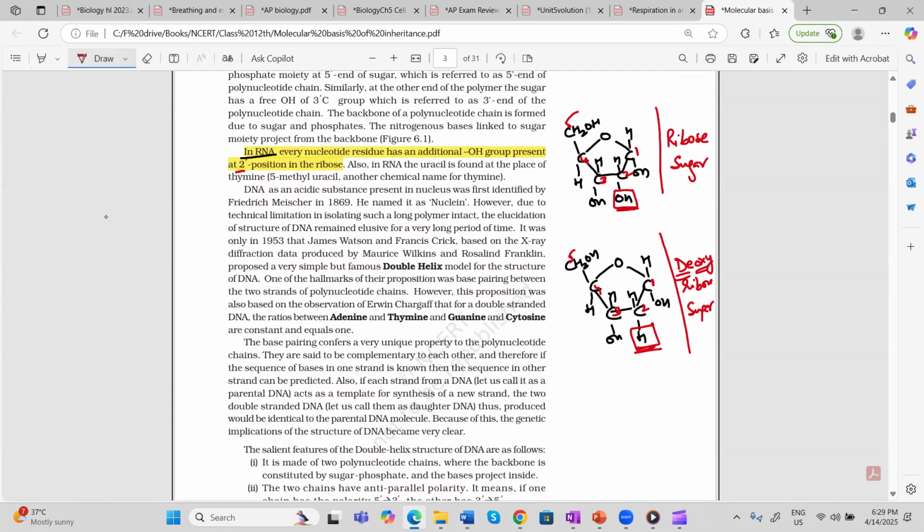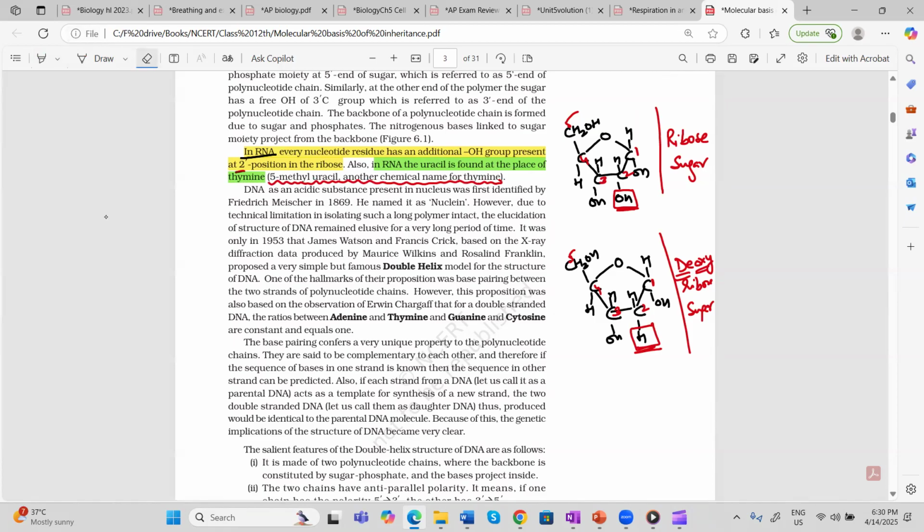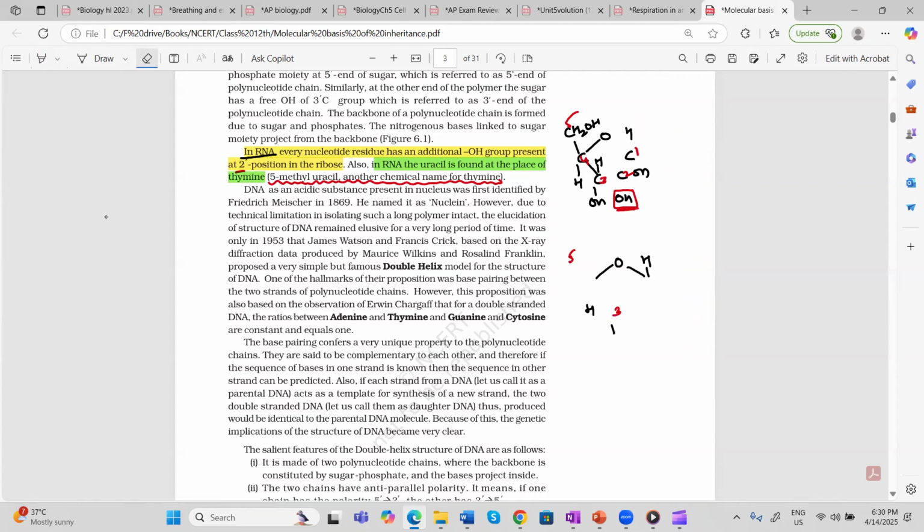Then another difference. What is another difference in the DNA and RNA? In RNA, uracil is present in place of thymine. Now, what is another name of thymine? Please learn it. Another name of thymine is 5-methyl uracil. This is the chemical name for thymine. If you have any doubt up till here, please let me know. No doubts, ma'am.